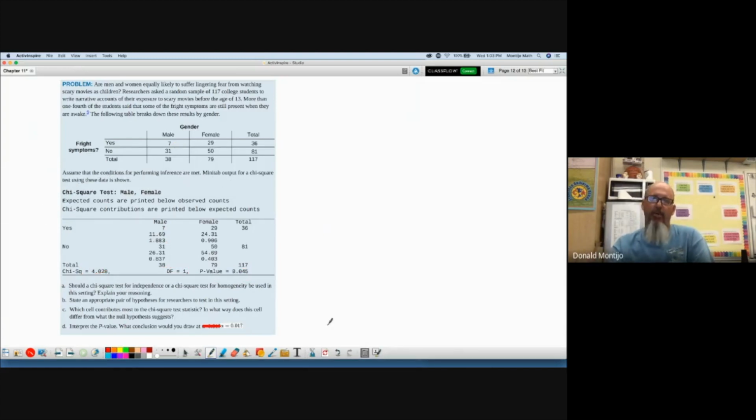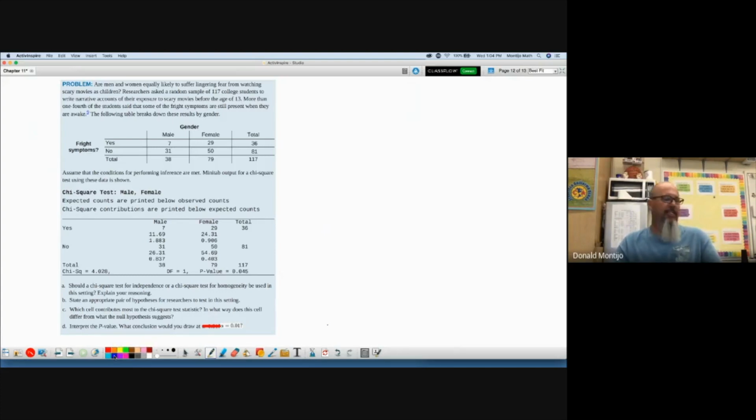We know you guys can push buttons and go through the mechanics of calculating. The important part of what we're doing is, what the heck does it mean? Okay? What is this telling us? So let's take a minute to look at a couple of these questions. Should a chi-squared test for independence or a chi-squared test for homogeneity be used in this setting?